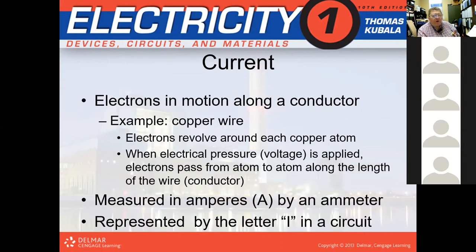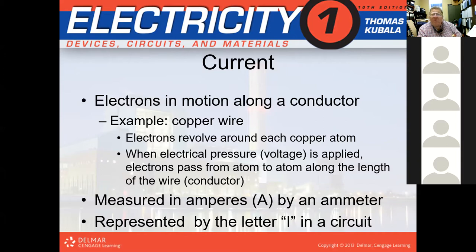Now, here we're looking at current. We've already talked about current that we measure in amps. Current is, in their terms, electrons in motion along a conductor. And when you get real specific about it, it's actually the flow rate of the electrons. But when they say they're in motion, electrons that are moving, like a river that's moving. And electrons revolve around each copper atom when you're dealing with copper wire.